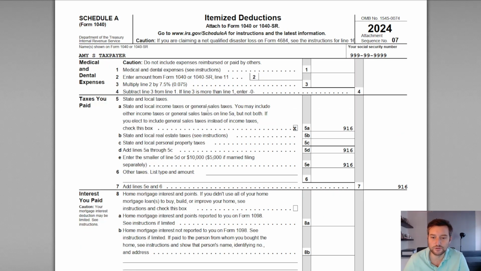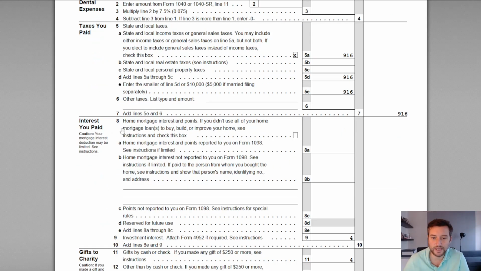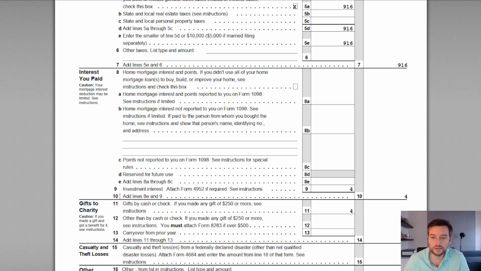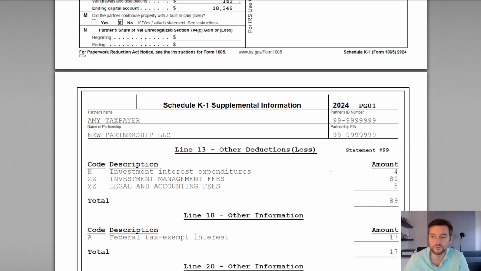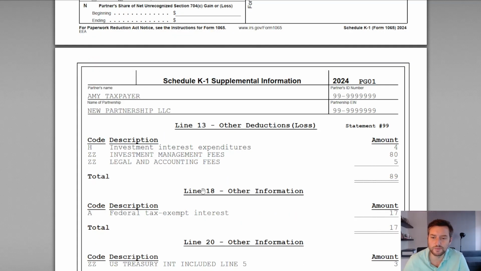If we look at Schedule A for interest paid, you can see on line 9 here, we've added the investment interest expense from the 4952 for $4. But again, the total amount of itemized deductions for her doesn't amount to enough to make sense to claim itemized deductions. She's going to use the standard instead. So the interest expense being allocated to her again is just not going to be able to be used.